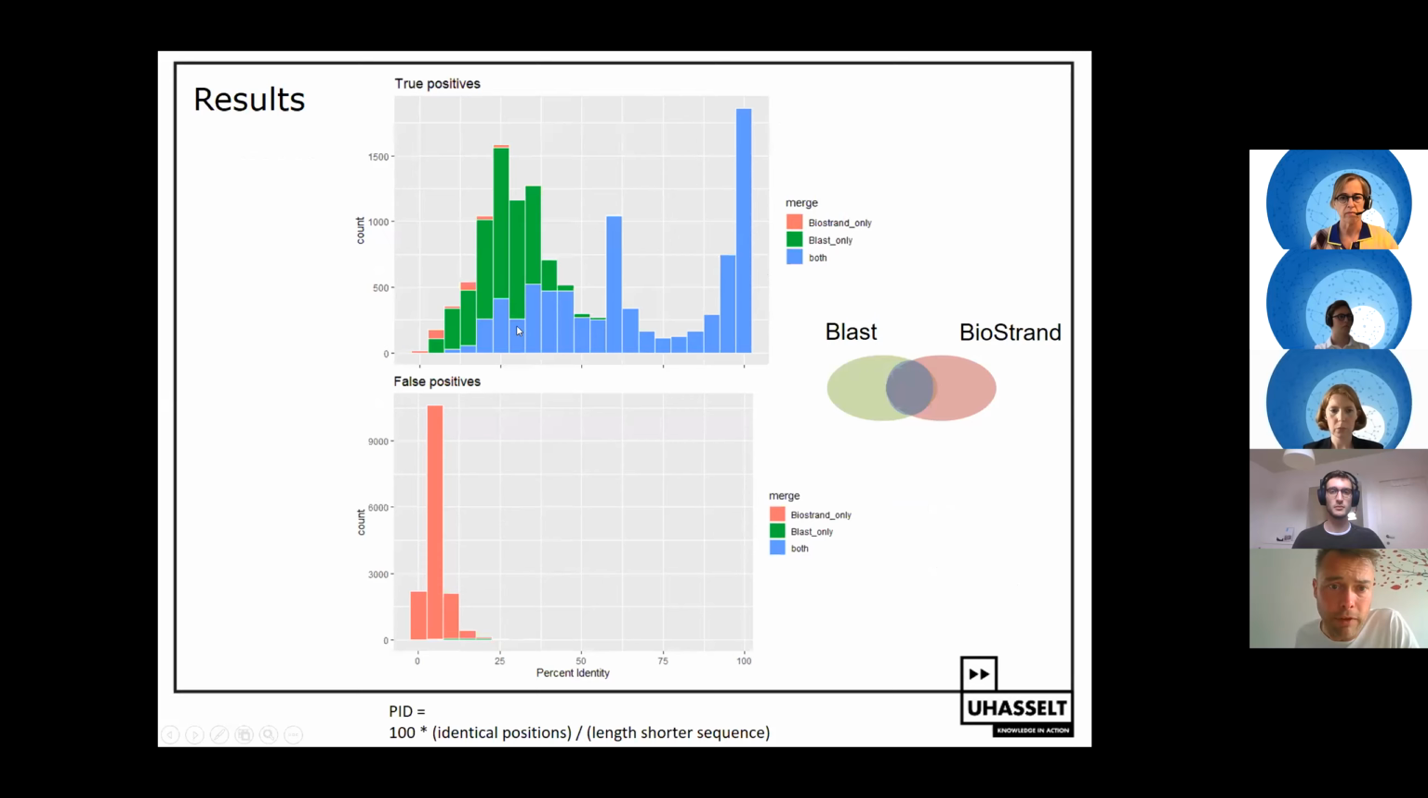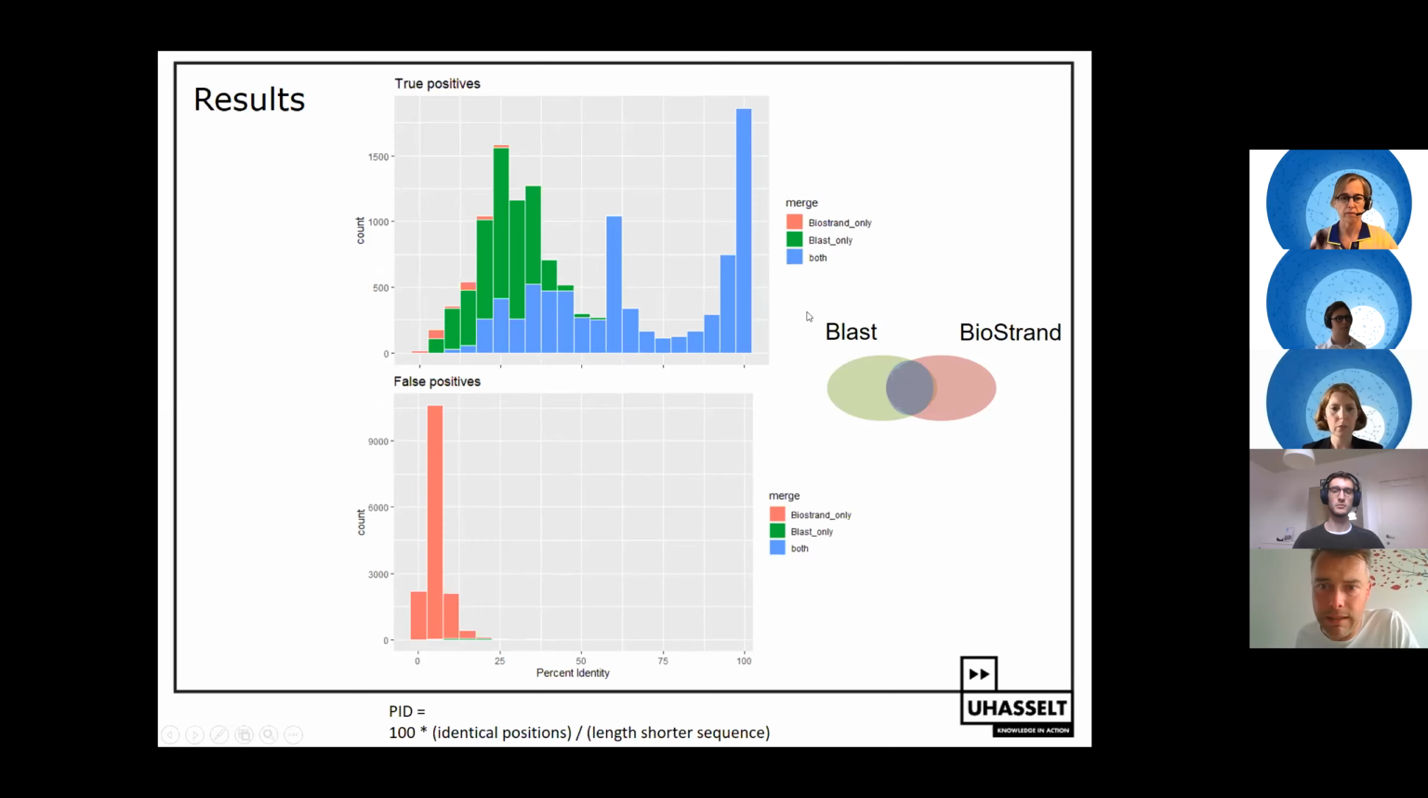So here I provide a histogram plot. Let me quickly explain these two plots. The top panel shows the true positives. The bottom panel shows the false positives. It is a stacked histogram, and it's stacked as follows. BLAST is the green, BioStrand is red, and what they find in common, the true positives they find in common, is denoted by blue.